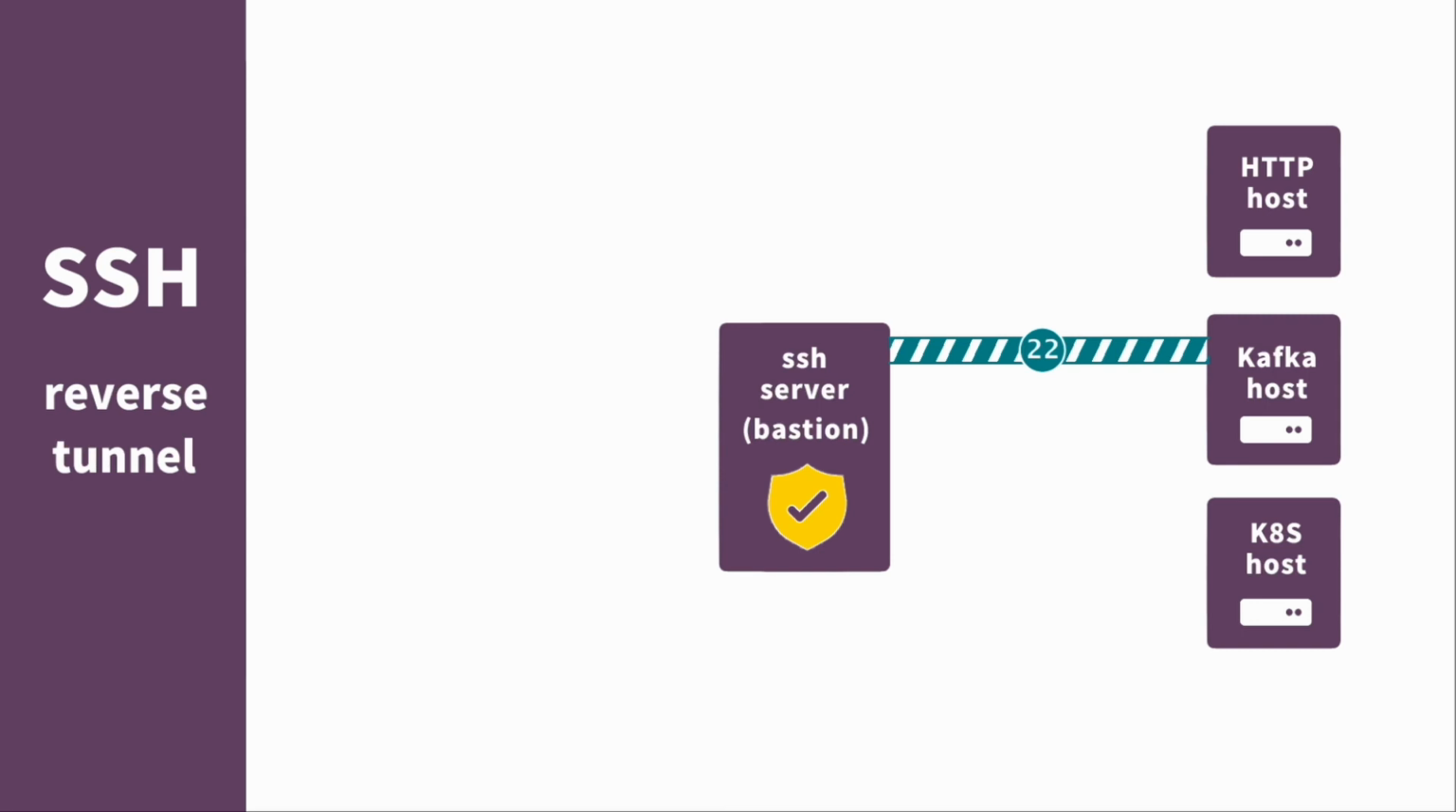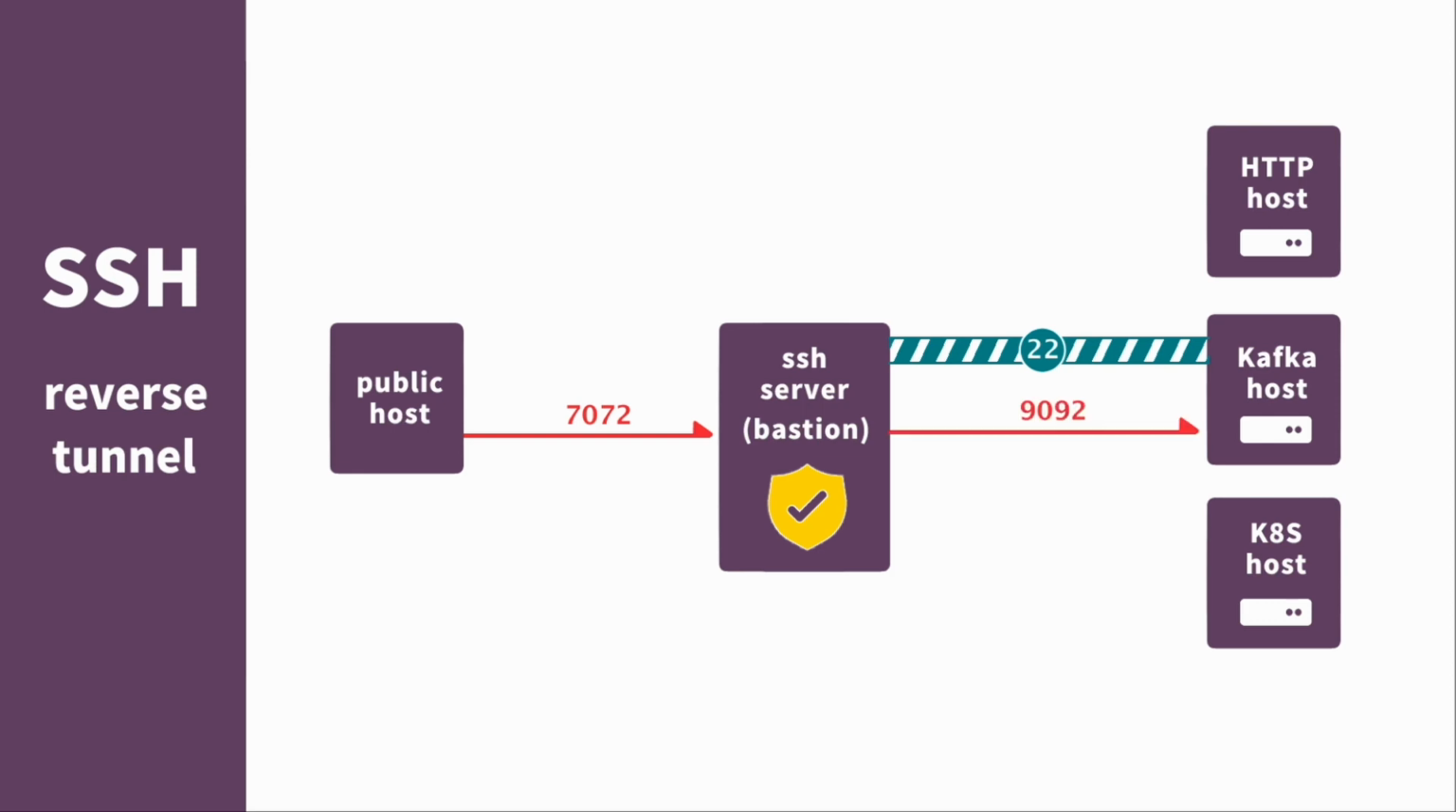In a reverse tunnel, we will have a target host. Let's call it the public host. This public host is designed to be used by a wider audience. Now to set up a reverse tunnel, I want to open a specific port, for example here, 7072. And via the bastion server, I want to allow this public host's port 7072 to access my Kafka host's port 9092. And now we've successfully set up SSH reverse tunneling.